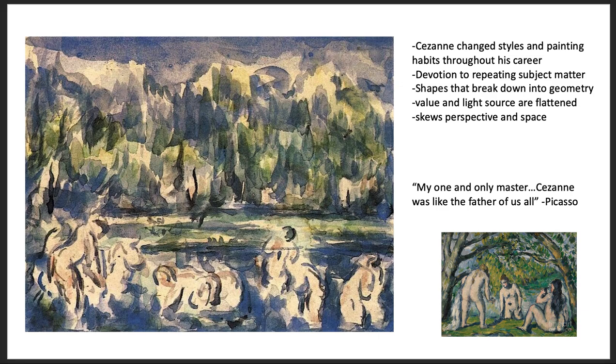So what did Cézanne do? Cézanne changed his styles often. He changed his painting habits throughout his career. He was very devoted to repeating the same subject matter, but in different methods. He used shapes by breaking down their geometry. He used value and a light source that appear flattened for the most part. And he skews perspective and space to break up the picture plane. There's a great quote that Picasso said: "My one and only master, Cézanne, was like the father of us all."